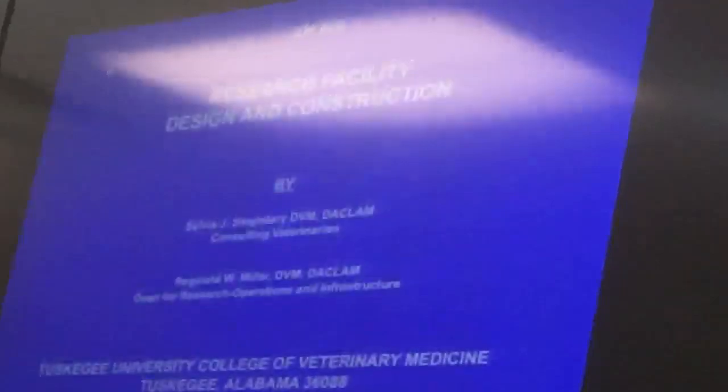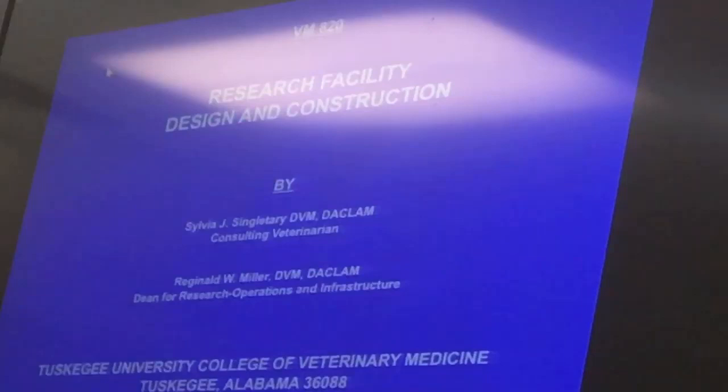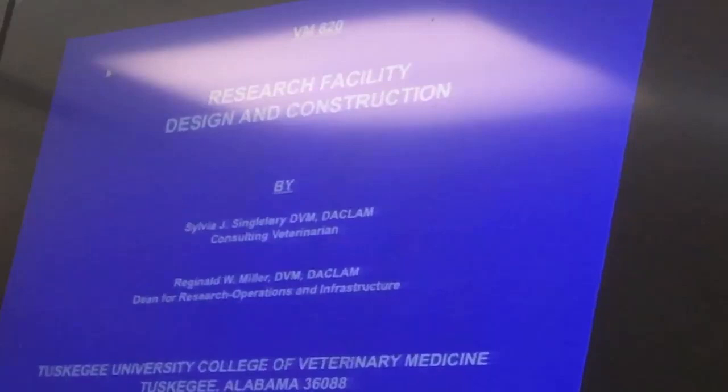The important thing about facility design and construction is that it's not just a research topic. There are topics pertinent to facility design that are pertinent to private practice, and we're going to talk about some of those now. I'm going to pause for just a moment and just ensure everyone can hear me okay?